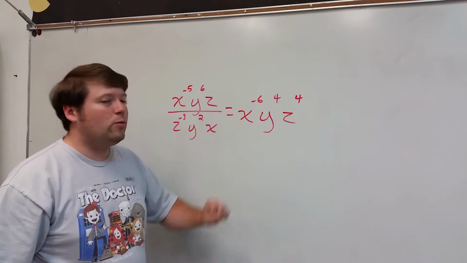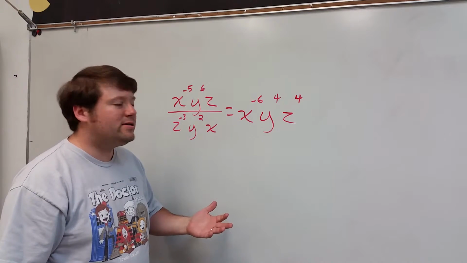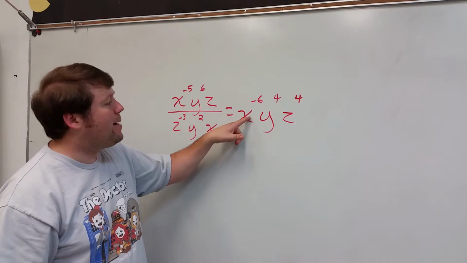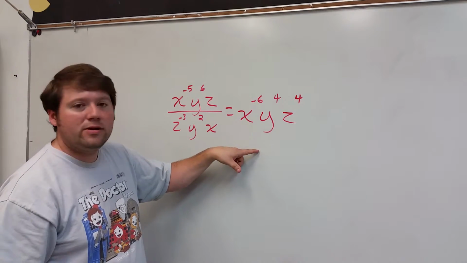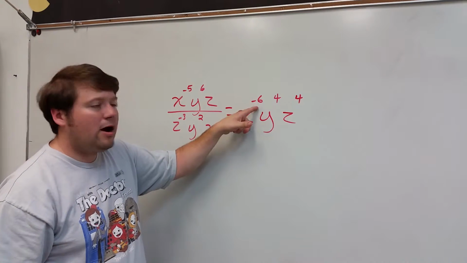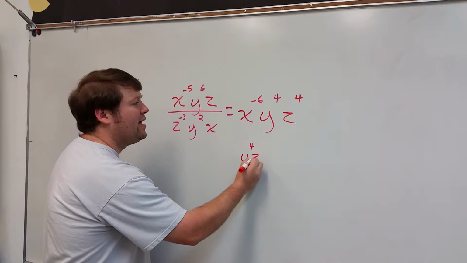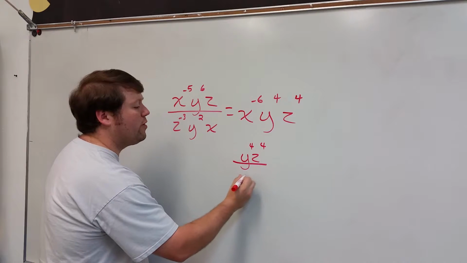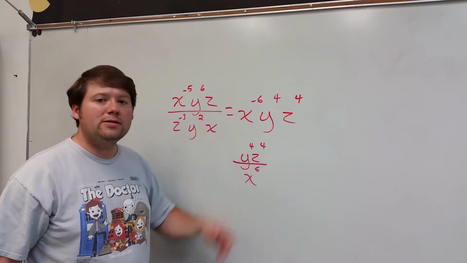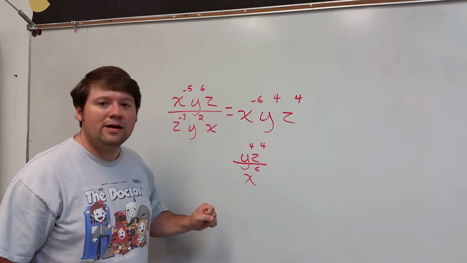Now, there's several different ways you could write that answer. This way is correct, but if we wanted to have only positive exponents, we could rewrite it by moving x down into the denominator, and whenever we move from the numerator to the denominator, our exponent changes signs. So it becomes y to the fourth, z to the fourth, over x to the sixth. Either one of these answers is correct because they both mean the same thing. They're just two different ways of writing the same thing.